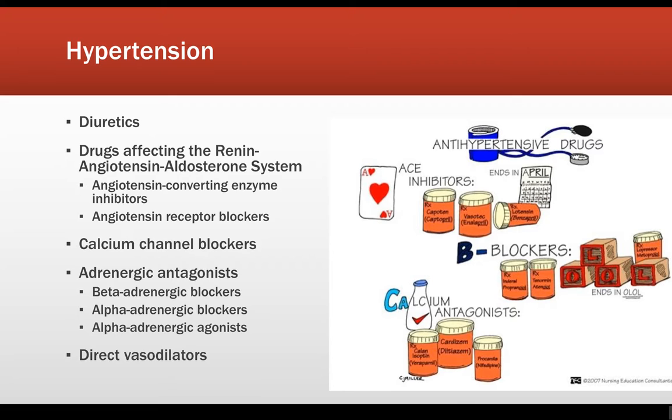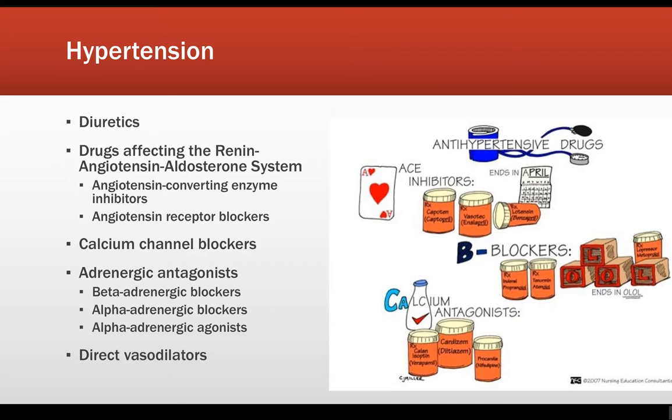Our next category is our adrenergic antagonist. With our adrenergic antagonists, the thing that we want to make sure that we are paying close attention to is the beta blockers and the alphas.